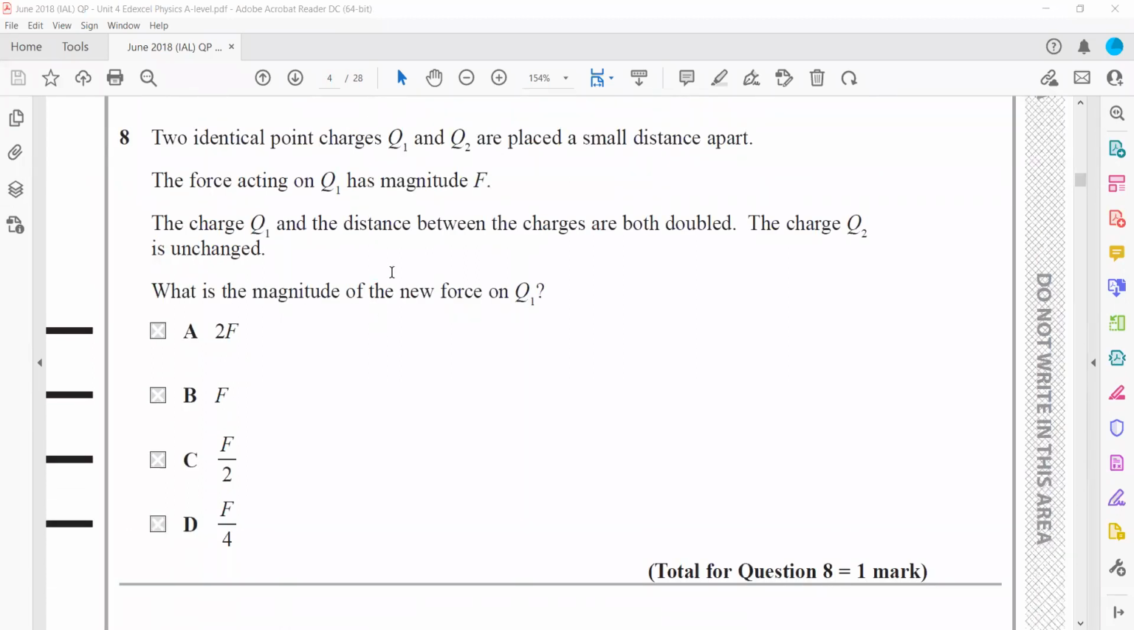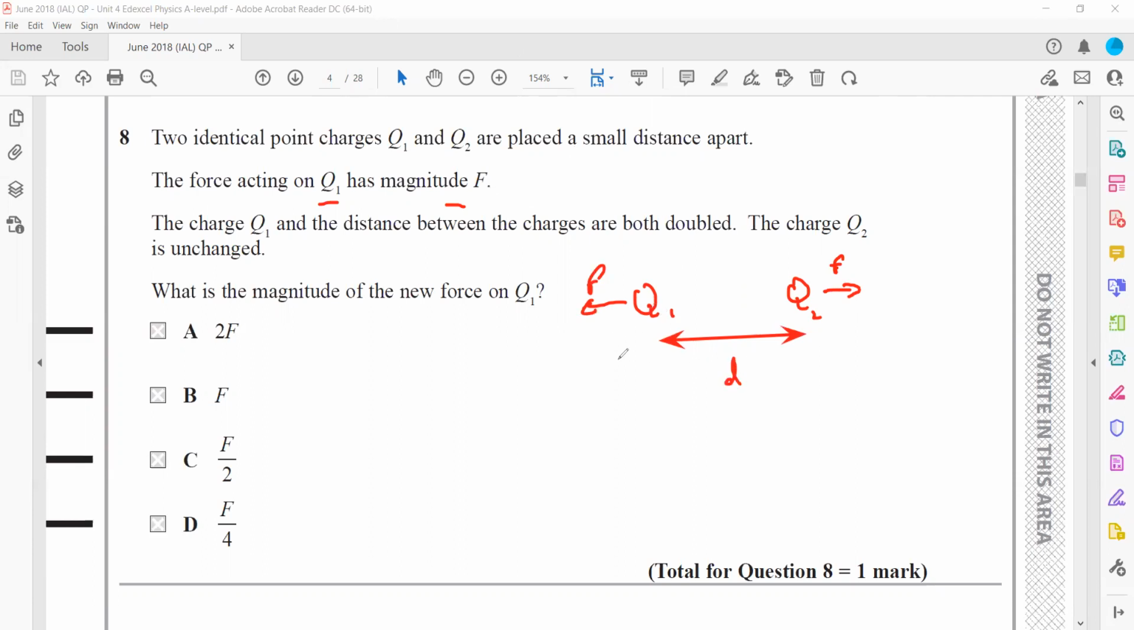Two identical point charges Q1 and Q2 are placed a small distance apart. The force on Q1 is F. The charge Q1 and the distance between the charges are both doubled, while the charge Q2 remains unchanged. What is the magnitude of the force on Q1? When we work it out, Q1 and Q2 are the two charges, the force exerted between them is F, and the distance between their centers is D.